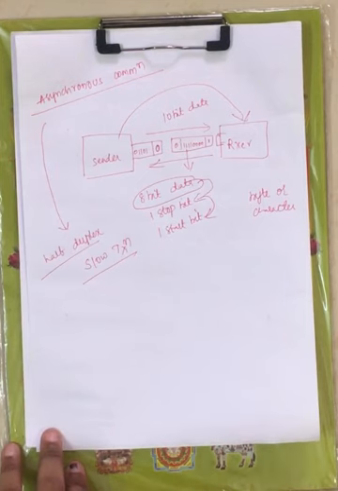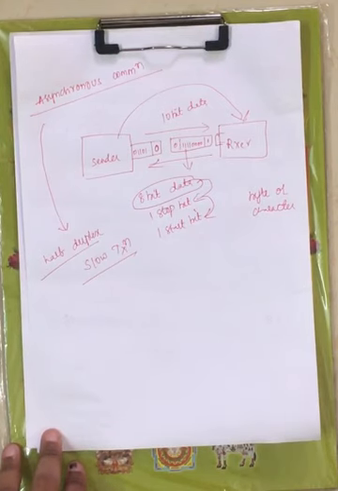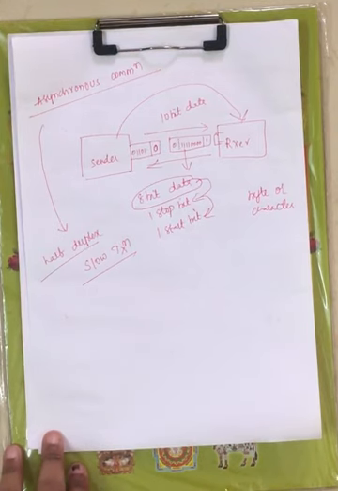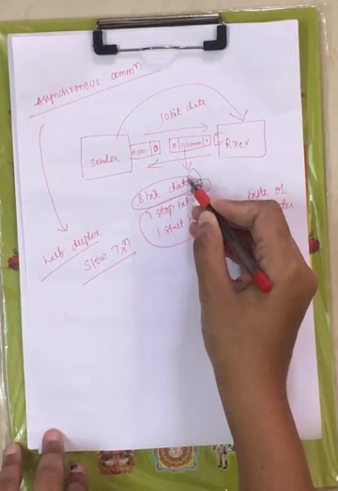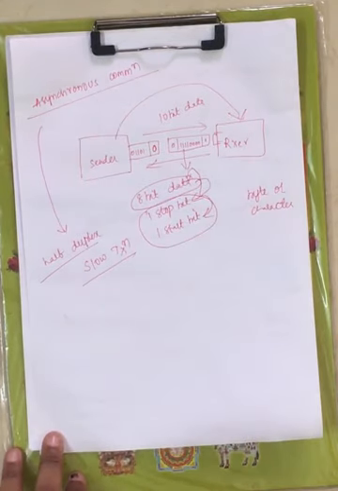Since it supports half duplex only, if I compare with synchronous communication, there is a slow transmission of data. Now in this transmission there is a start bit and stop bit. These are added along with the data.